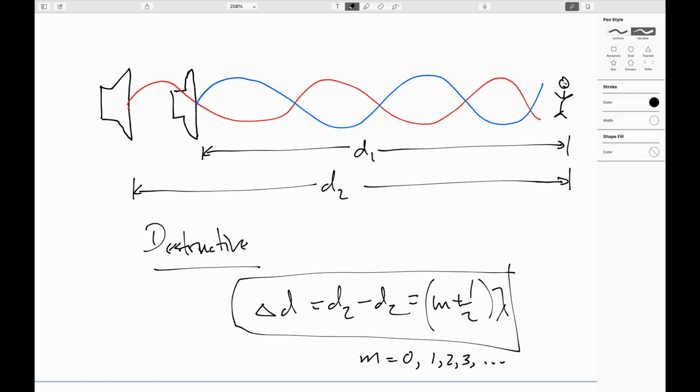Okay, let's do an example of this just to make things a little more concrete for us here.